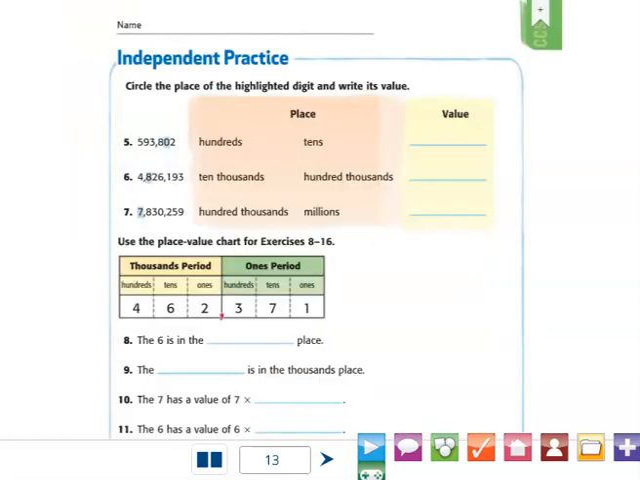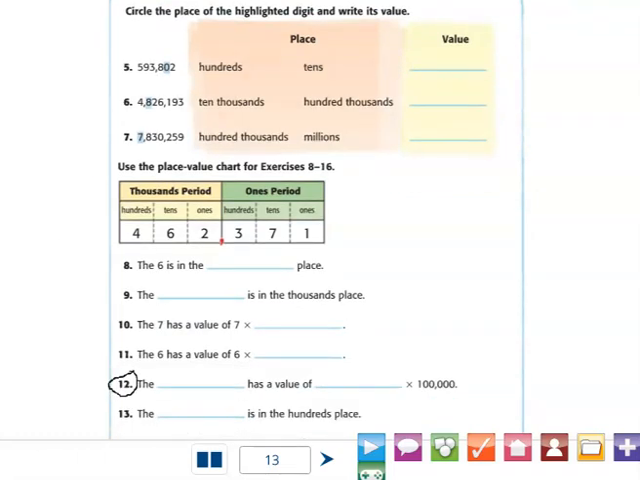Okay, and as you move on to page 13 in your book, you'll start your independent practice, which we will correct together later. So the first 3 problems are just like the guided practice that was on the other page. So you're choosing one of these 2, and then you're writing the value of the highlighted digit in the last line here. So there's 2 parts of each of these problems. Make sure you do those.